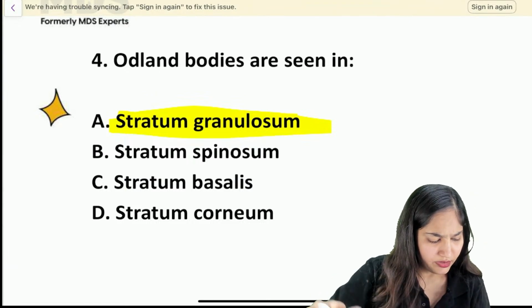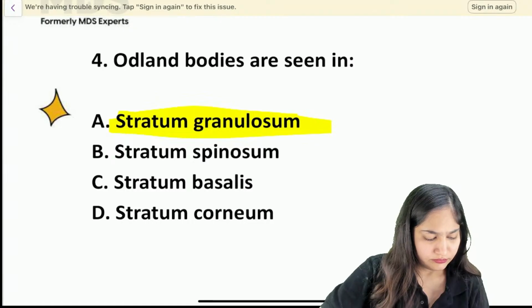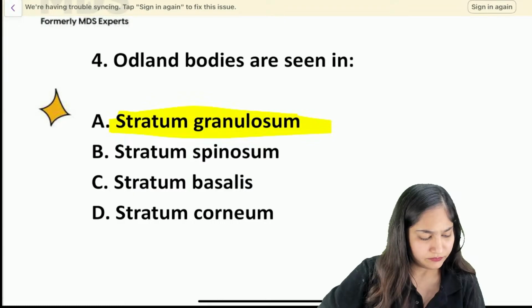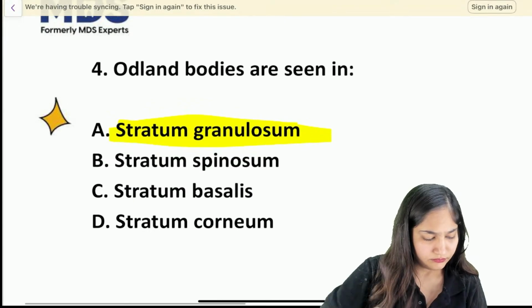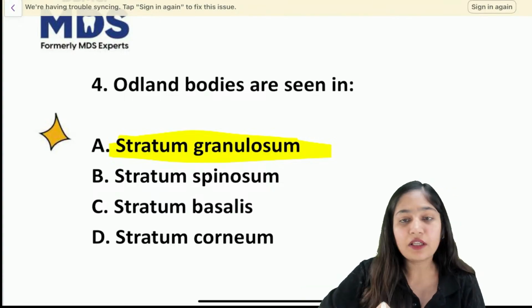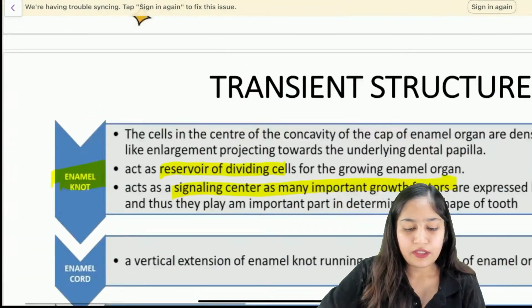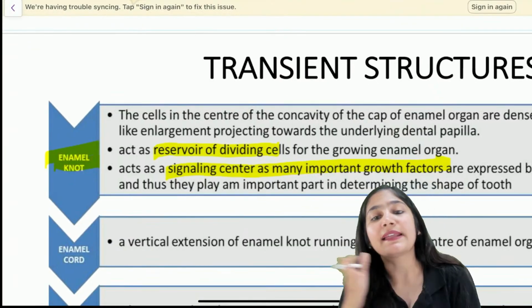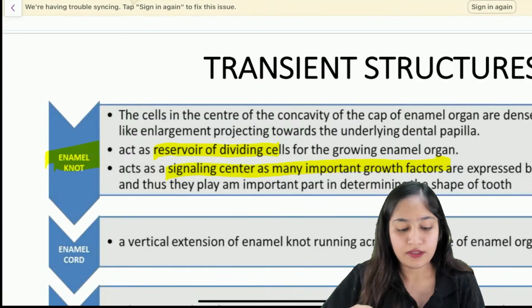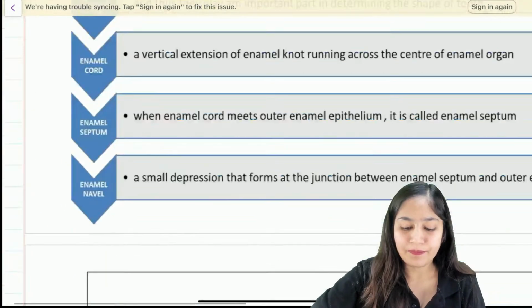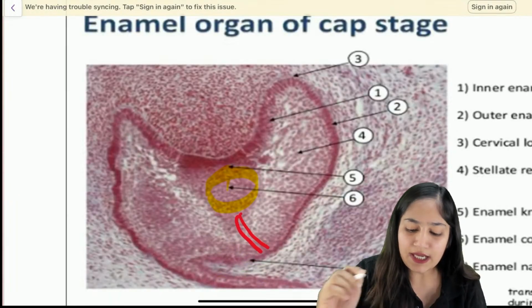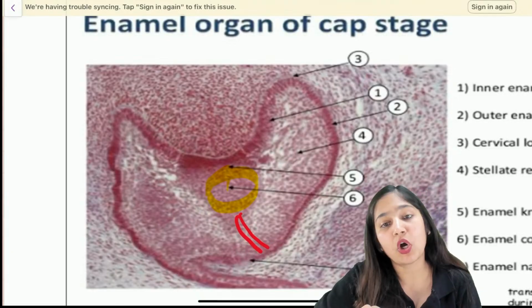Okay. And any other doubt? Nami had a doubt regarding enamel cord and enamel knot, right? Enamel cord is mainly an extension of the enamel knot, a vertical extension of the enamel knot. So here we have the enamel knot, and this extension towards the outer surface will be our enamel cord.